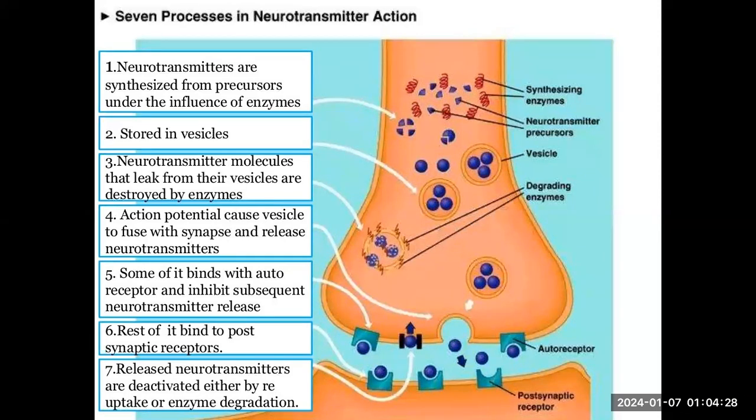Some of it binds with the autoreceptor. You can see right here, this is an autoreceptor, and this is a neurotransmitter, which binds to the autoreceptor and inhibits subsequent neurotransmitter release. Once it binds, it inhibits further neurotransmitter release. And finally, released neurotransmitters are deactivated either by reuptake or by enzyme degradation.